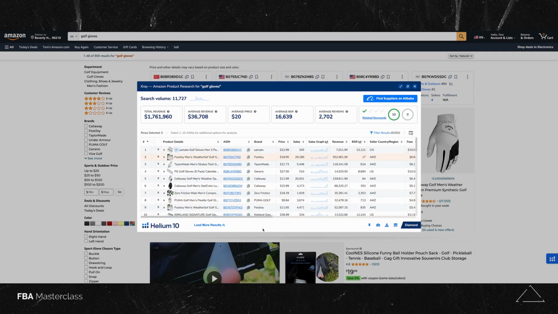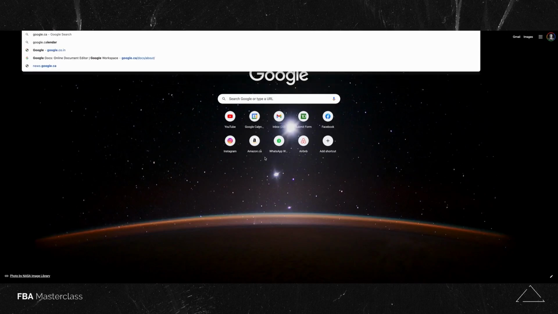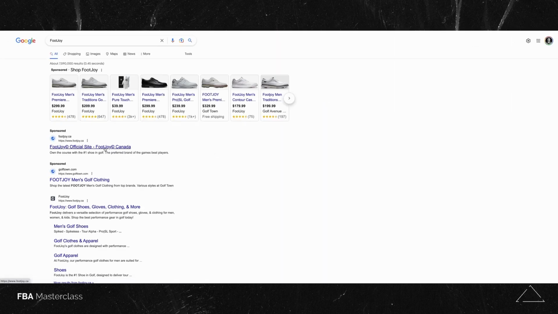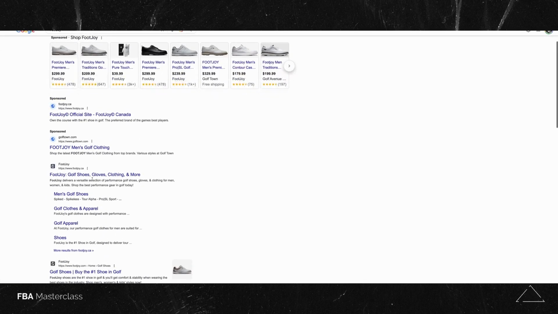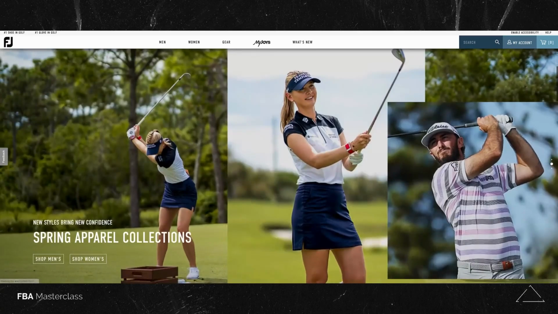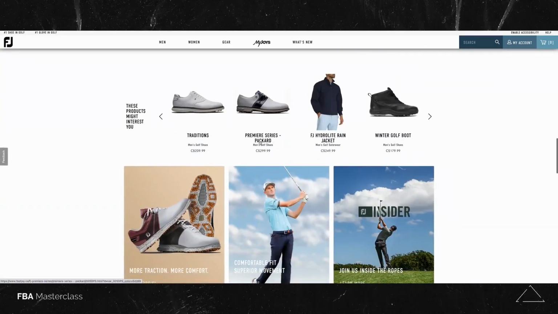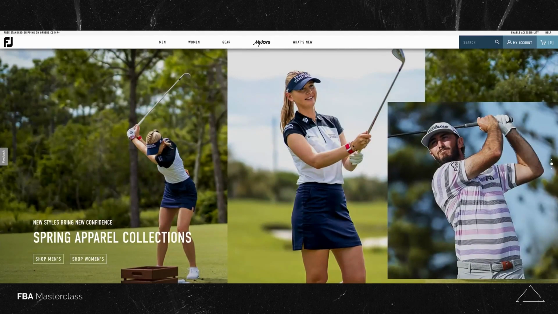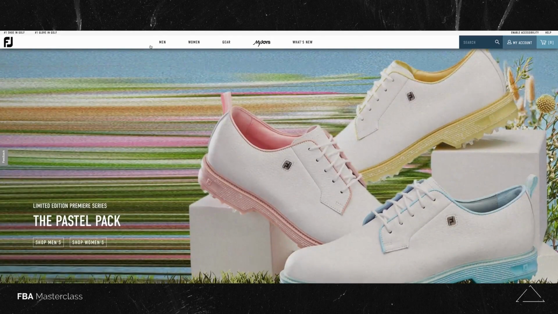So I'm taking a look at the brand names. Now, if you are not sure if these are big brand names, all you need to do is copy the brand name and then go to Google and put it in. Type in FootJoy, and you can see that they have a website over here. And wow, this is not some small mom and pop shop, right? You can see right away, wow, this is a big brand. Because I'm a golfer and I know this brand, they're massive. They're one of the biggest golf brands, right?